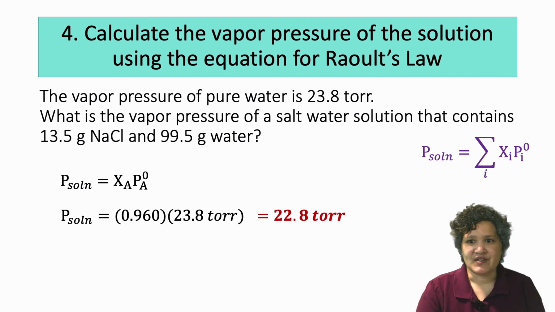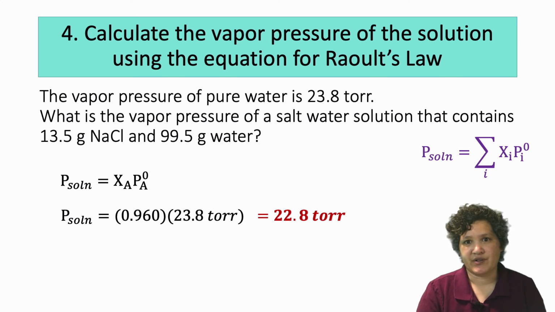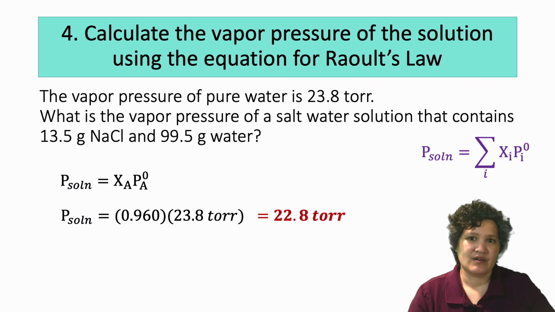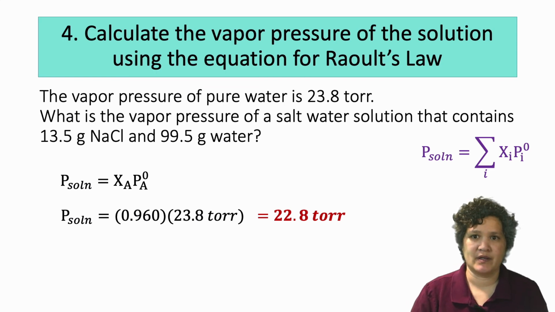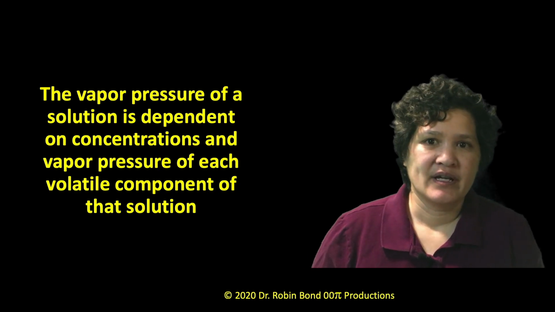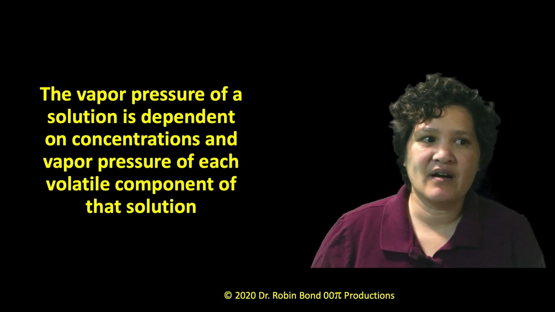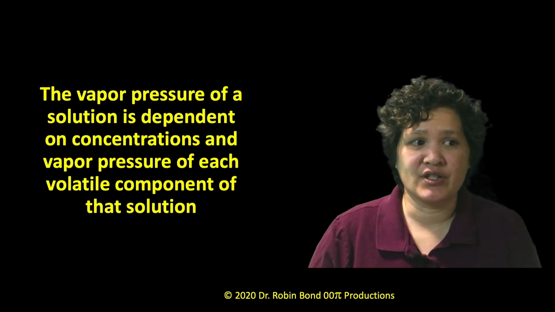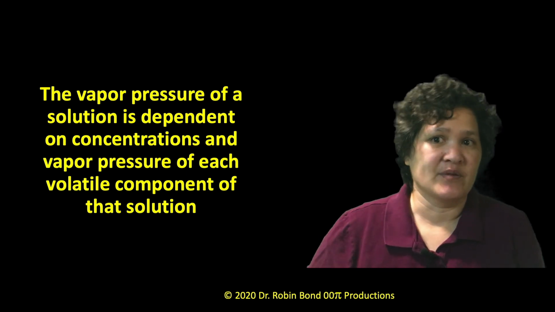So what does this tell us? This tells us that salt water is not going to evaporate as quickly as pure water. There's going to be less water molecules in the atmosphere over a saltwater solution than there would over the same amount of pure water. So that's Raoult's law in a nutshell. It's basically talking about the vapor pressure of a solution and how that's dependent on concentrations of what's in the solution and whatever the vapor pressure is of each volatile component.